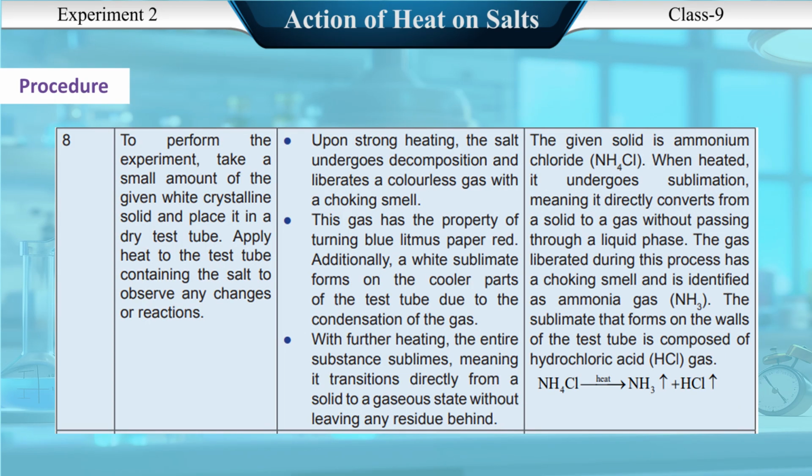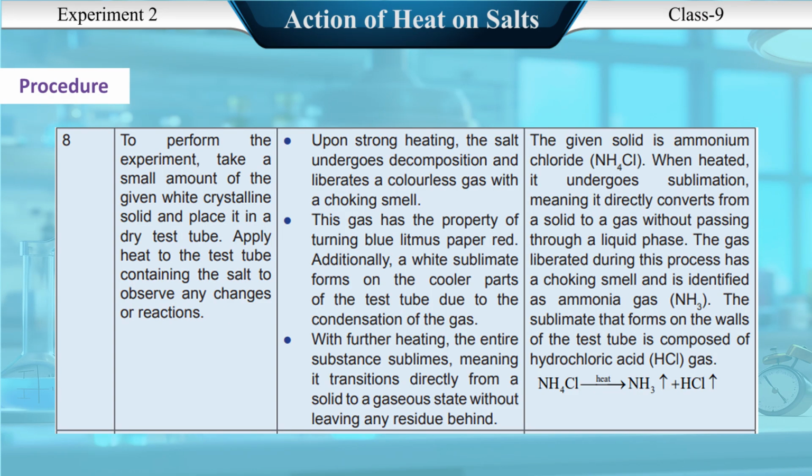8. To perform the experiment, take a small amount of the given white crystalline solid and place it in a dry test tube. Apply heat to the test tube containing the salt to observe any changes or reactions. Upon strong heating, the salt undergoes decomposition and liberates a colorless gas with a choking smell. This gas has the property of turning blue litmus paper red. Additionally, a white sublimate forms on the cooler parts of the test tube due to the condensation of the gas.